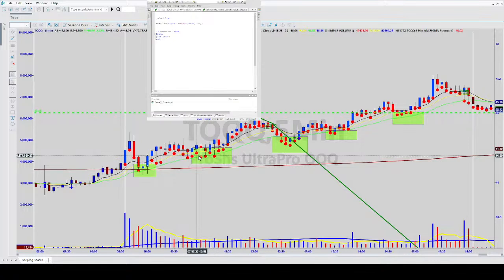This one drops below the 15. This one drops below everything. This one drops below everything. This one drops below the 9. So, well, it might touch the yellow. It might touch the 15. So let's see. 15 is 45.01.